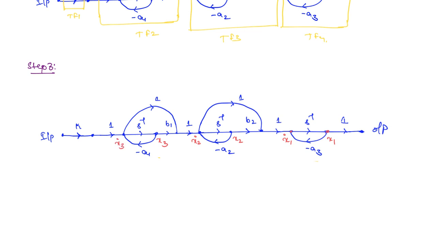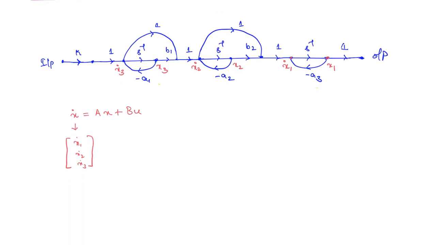Now you have to write down the state equations. What are state equations? State equation and output equation. You need to write both. So we will start with the state equation. x dot is equal to Ax plus Bu. What is x dot here? It is the state vector x1 dot, x2 dot and x3 dot. So we will first write down the equations for each of these variables.